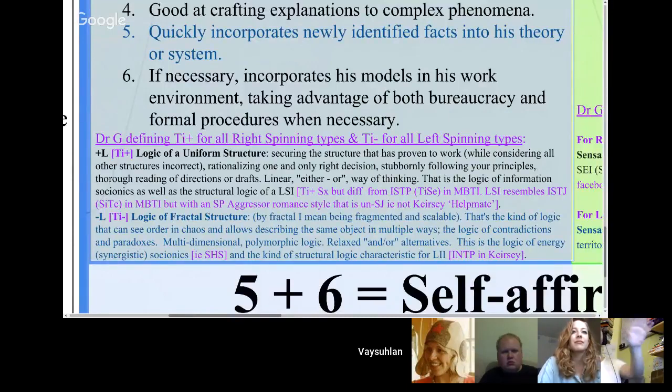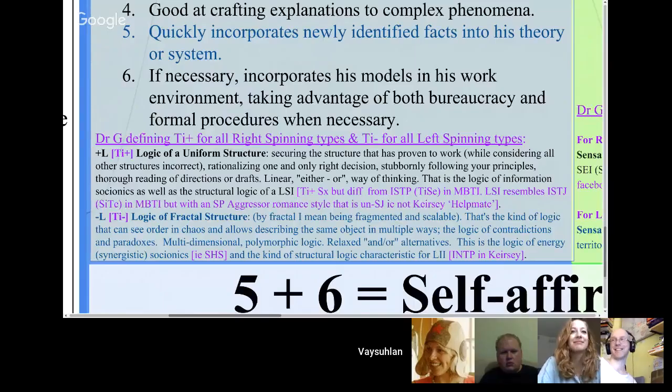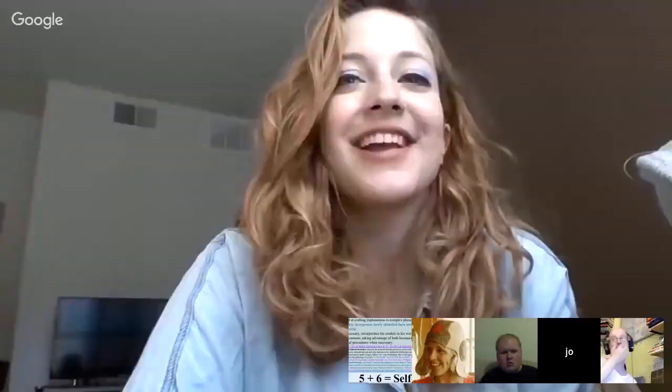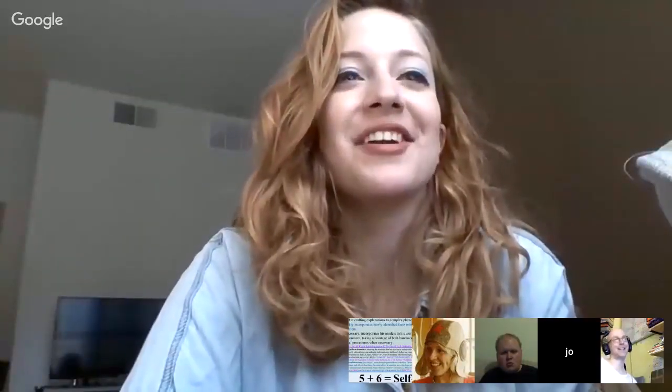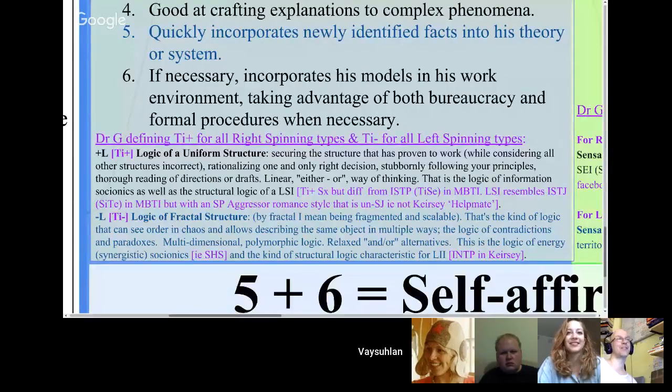Now look at how Victor's put a little bit of a dig in there. Just a bit. Relax into alternatives versus stubbornly following your principles. Yeah, and it says that is the logic of information socionics as well as the structural logic of LSI. And then at the bottom, this is the logic of energy synergistic socionics, i.e. his school, and kind of structural logic characteristic of LII.